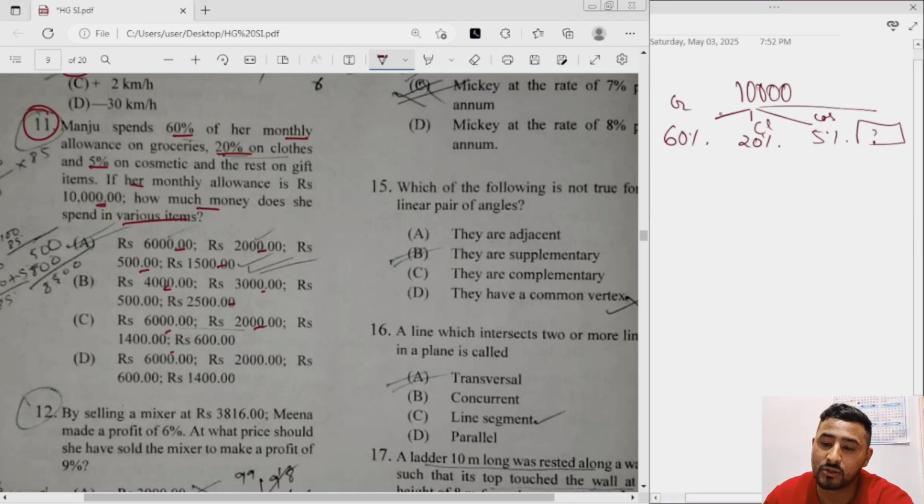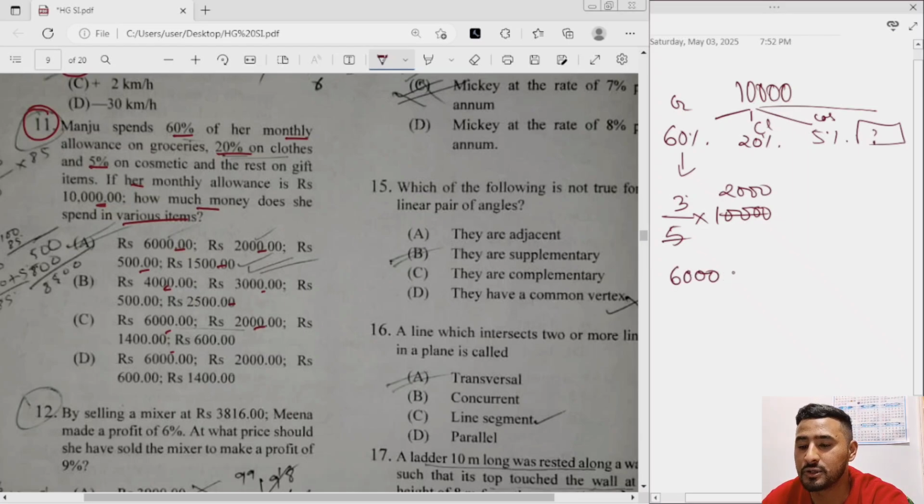So, 60% of 10,000 will be how much? The fractional value of 60% is 3 by 5. You should remember the fractions I told you last time. Multiply by 10,000, cancel, and this will be 2,000. 3 into 2,000 is 6,000 on groceries. Then 20% of 10,000: the fractional value of 20% is 1 by 5, so 2,000.